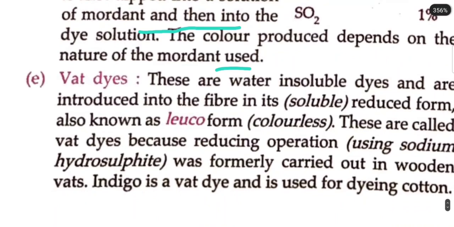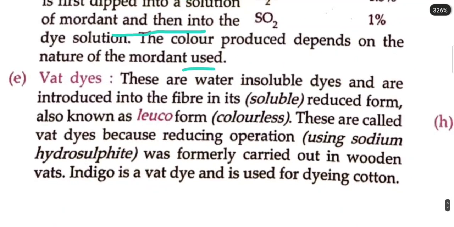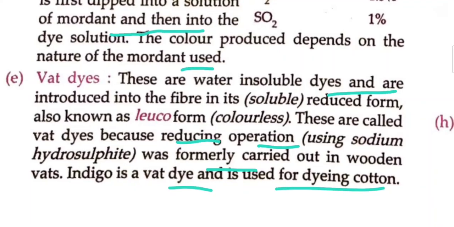Vat dyes. These are the water insoluble dyes and are introduced into the fiber in their reduced form, also known as leuco form. These are called vat dyes because reducing operation was formerly carried out in wooden vats. Indigo is a vat dye and is used for dyeing cotton.